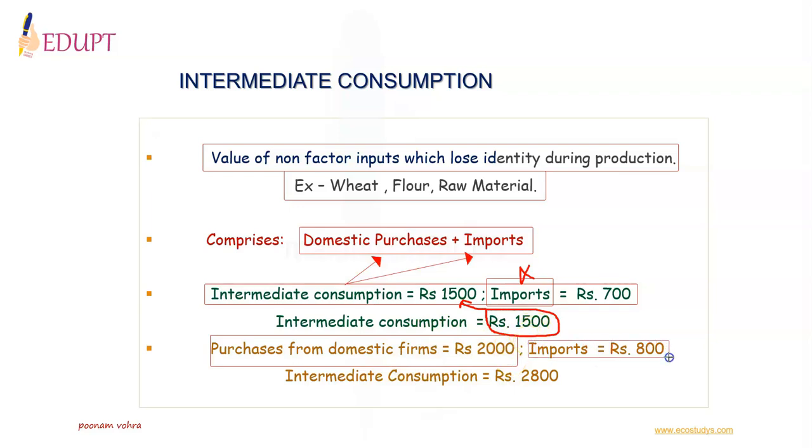But if information given is purchases from domestic firms 2000 or any other value, and imports any value or 800 in this case, then both need to be added. Then it will be 2800. Simply because here domestic firms is given. So imports need to be added to purchases from domestic firms to get intermediate consumption. I hope I've made the point clear.